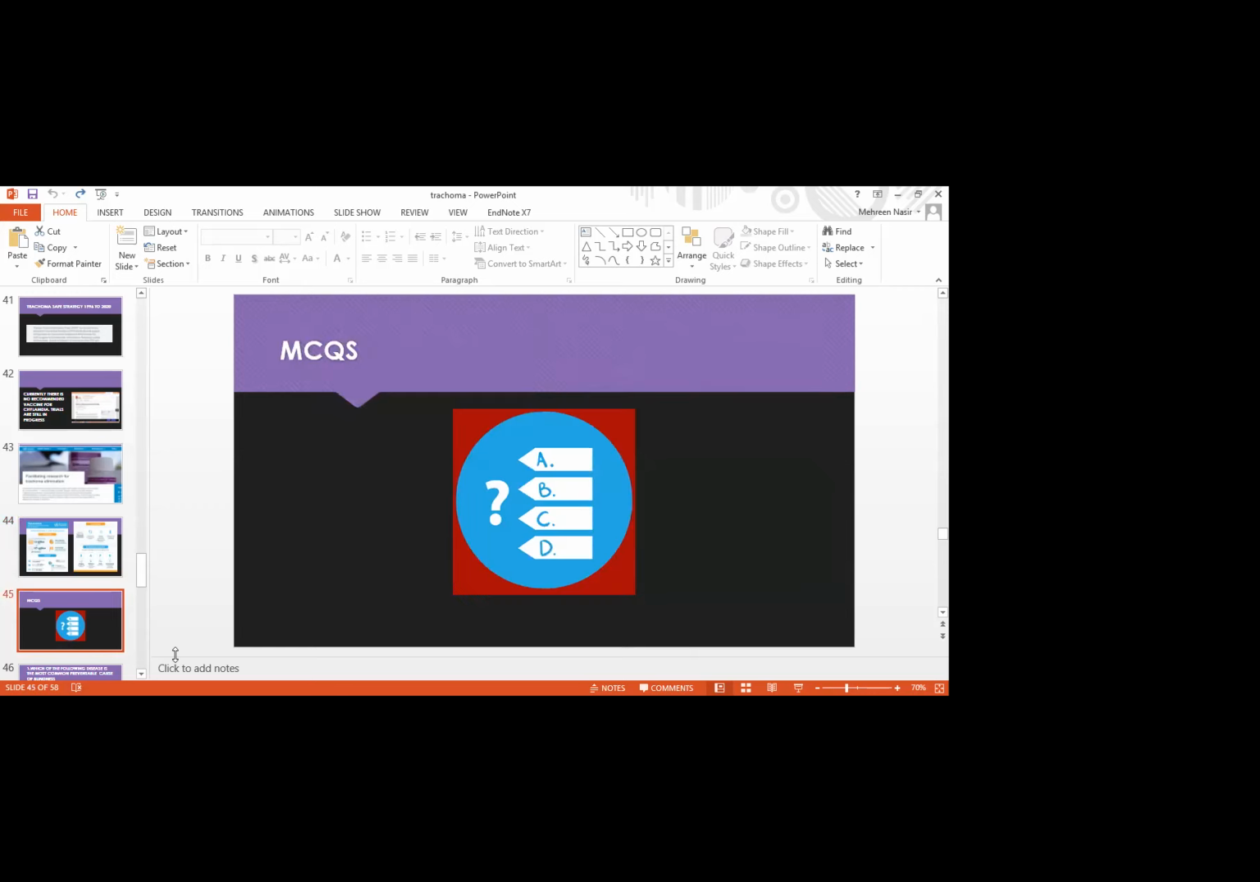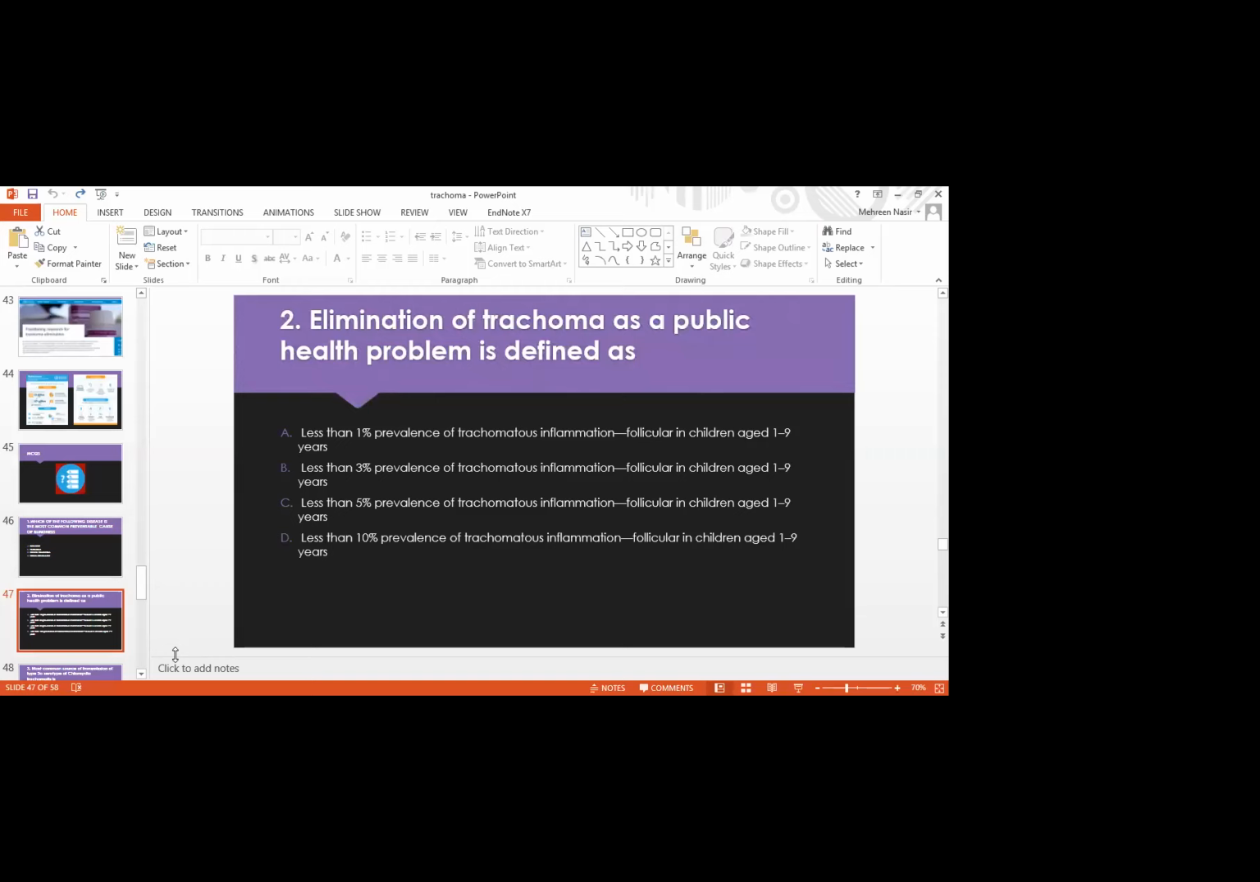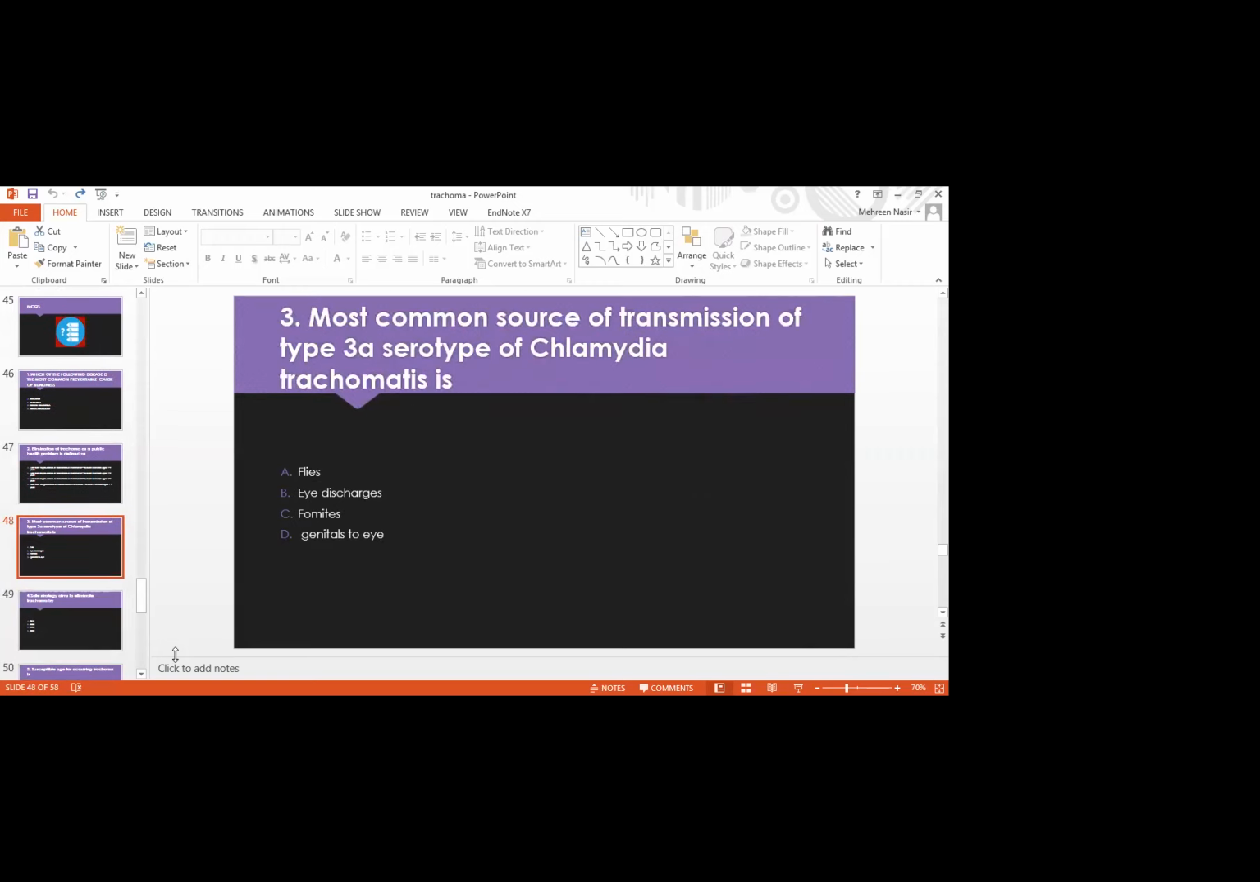Now it's MCQs time. Which of the following diseases is the most common preventable cause of blindness? Trachoma. Yes, B is the correct answer, trachoma. Elimination of trachoma as a public health problem is defined as less than 1% prevalence of trachomatous inflammation in children aged 1 to 9 years. Yes, the correct answer is C, less than 5% prevalence of trachomatous inflammation in children aged 1 to 9 years. The most common source of transmission is eye discharge. Yes, it's B, eye discharges.